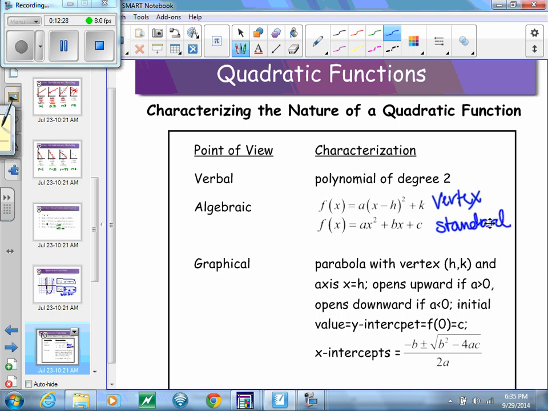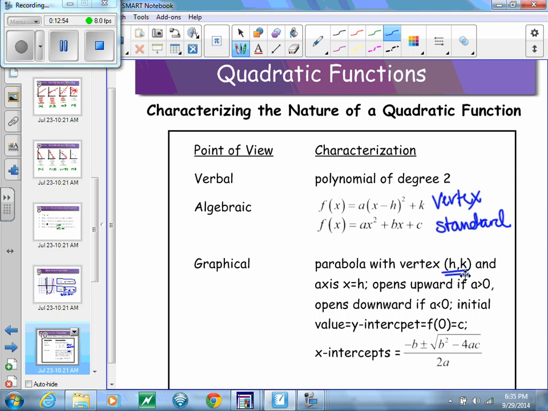And what you're going to get when you graph this out, as we know, is a parabola. It's going to have a vertex at the point (h, k), especially when we're looking at it using the vertex form, and you're going to have an axis of symmetry at x equals h. So that's going to be the line that goes right down the middle. It opens upward if a is greater than 0. It opens downward if a is less than 0.